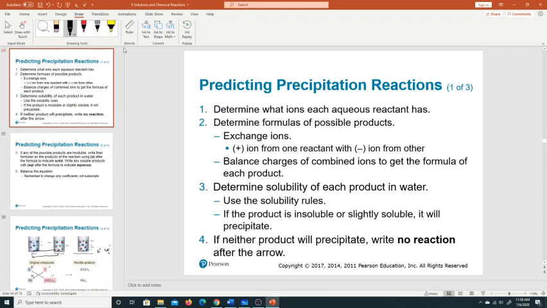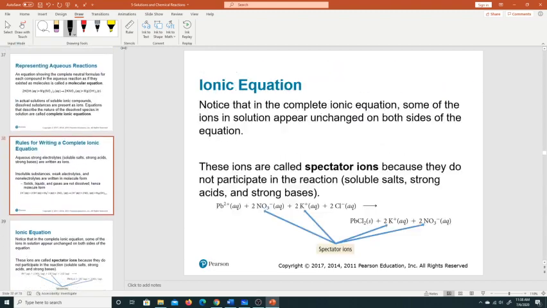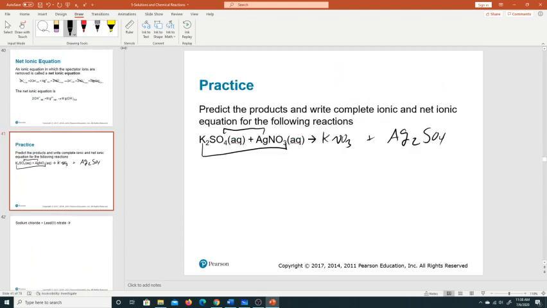Now we have to balance the equation. I have 2 potassiums on the left and 1 potassium on the right, so I'm going to put a 2 in front of the KNO3. That balances the potassium. Then I change the number of nitrates. Now I have 2 nitrates on the right, so I put a 2 in front of the silver nitrate. That gives me 2 silvers, which matches my 2 silvers. I have 1 sulfate on each side, so now the equation is balanced.